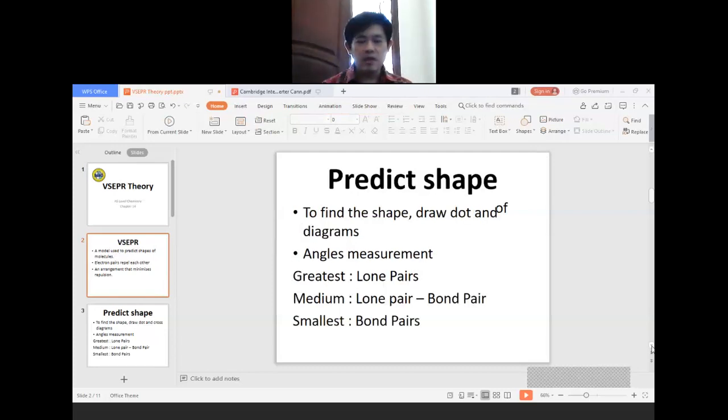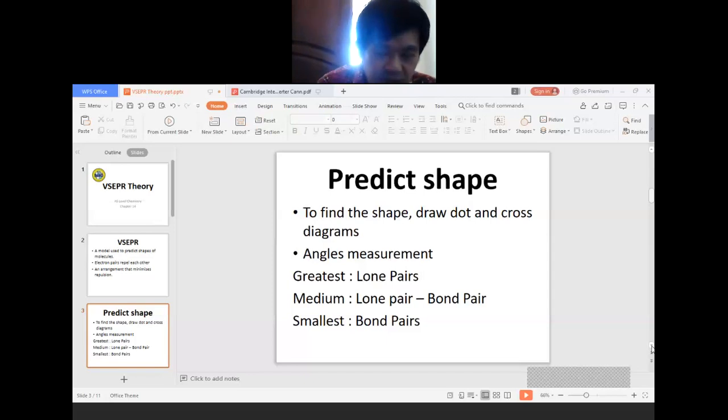The arrangement will minimize the repulsion. We have to draw in order to predict the shape using VSEPR. We have to draw dot and cross diagrams, and then do angle measurements. We cannot measure the angle using a protractor. Why? Because the angle is already definite, based on the number of bond pairs and lone pairs.